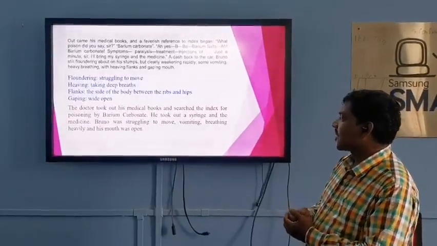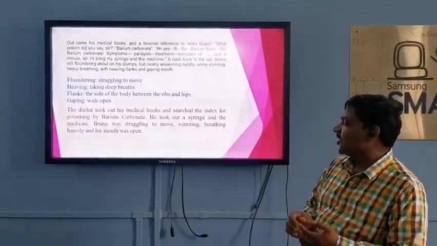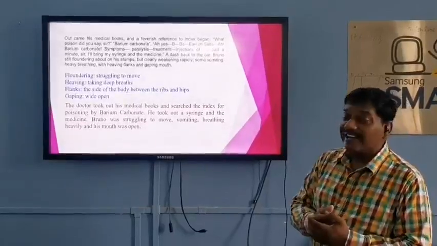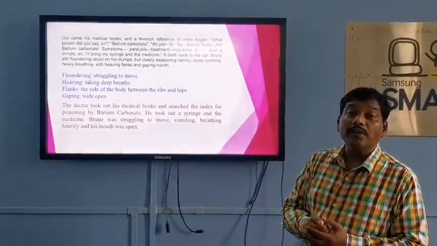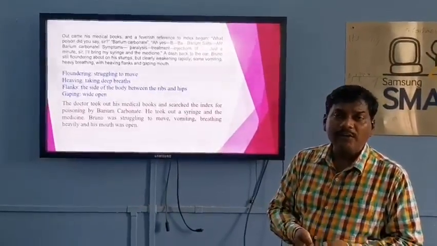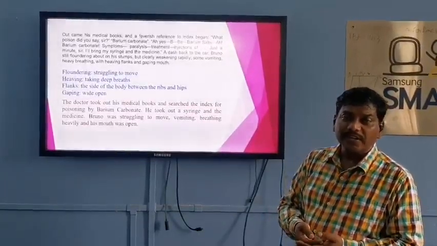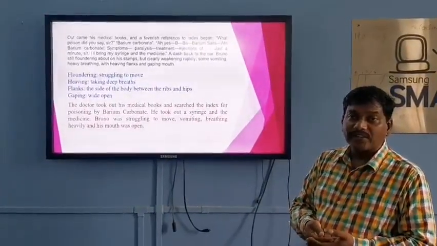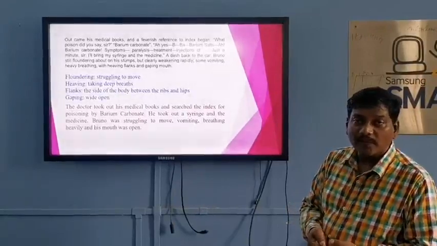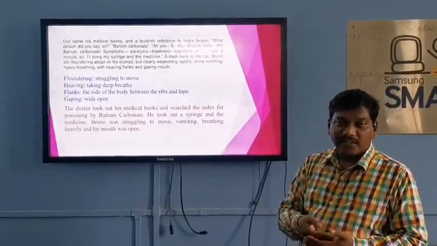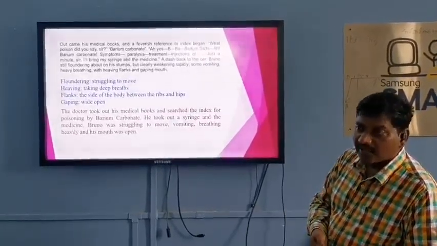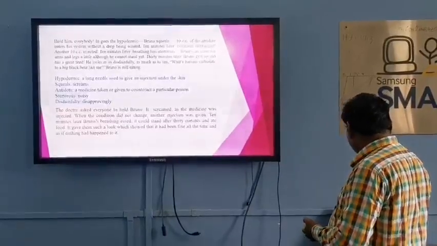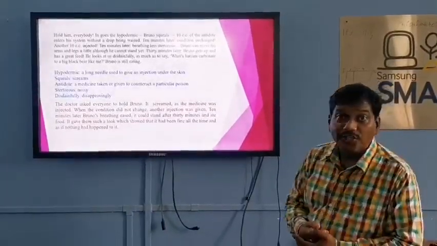Bruno was struggling to move, vomiting, breathing heavily, and his mouth was open. So it was very difficult for that baby bear to move. And from time to time, it was also vomiting. But under the supervision of the doctor, the baby bear was cured.